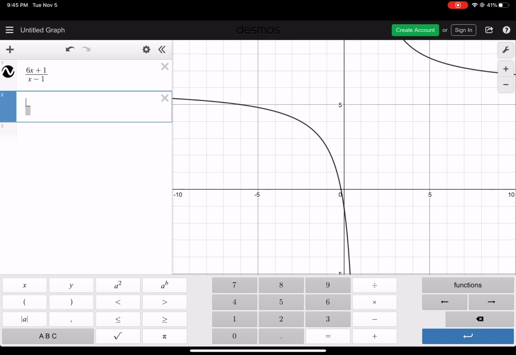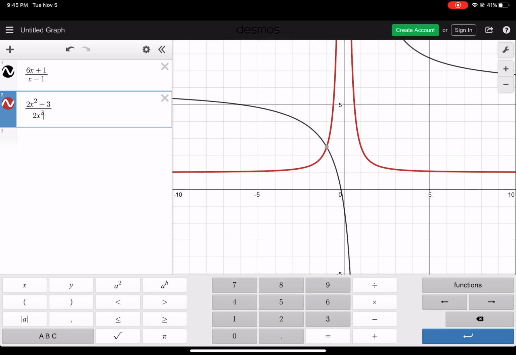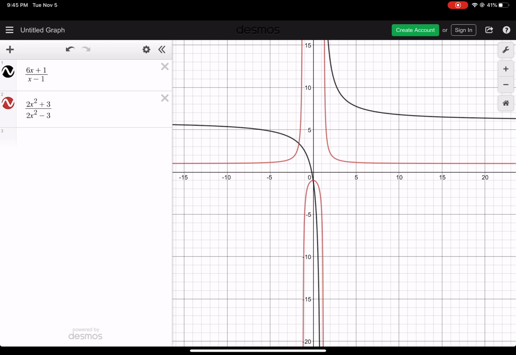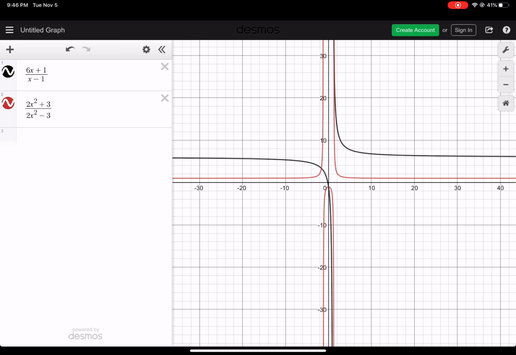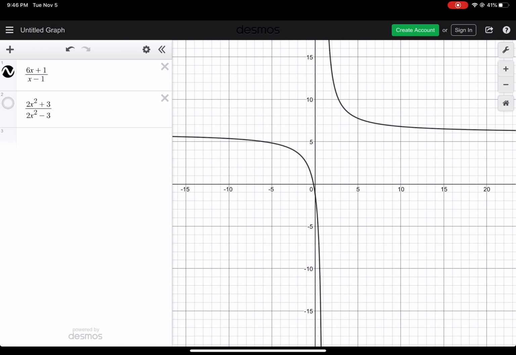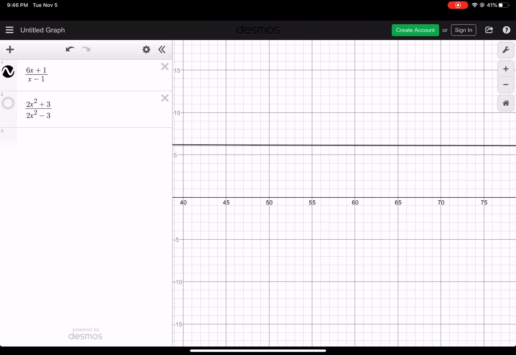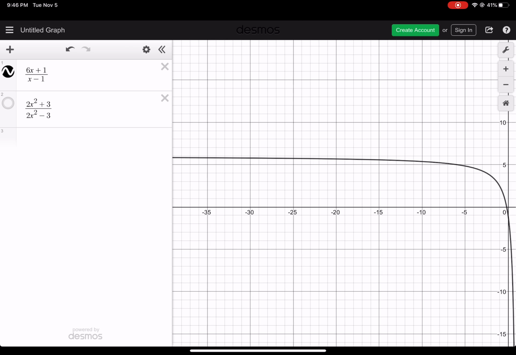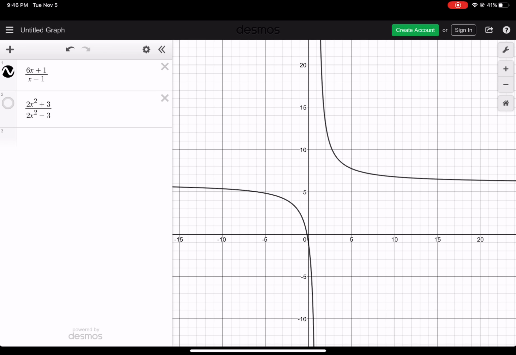And then we have 2x squared plus 3, and we have 2x squared minus 3. So in these two cases here, we have some horizontal asymptotes. They're not the same, and we need to figure out how do they get these numbers. So if we look at the black curve first, we have this horizontal asymptote, right? No matter how far we go to the left or the right, it's going to start looking like a horizontal line, and that's going to be at y equals 6.